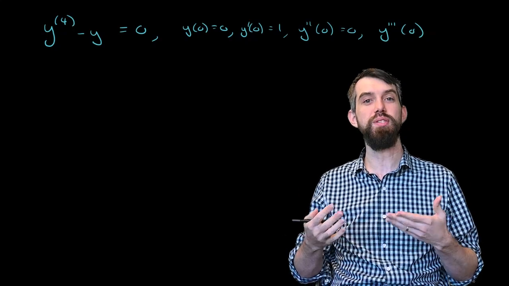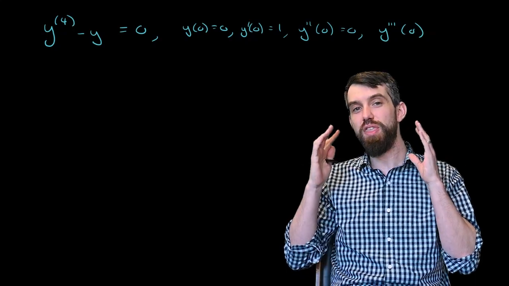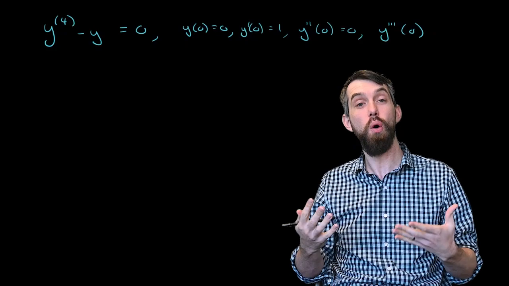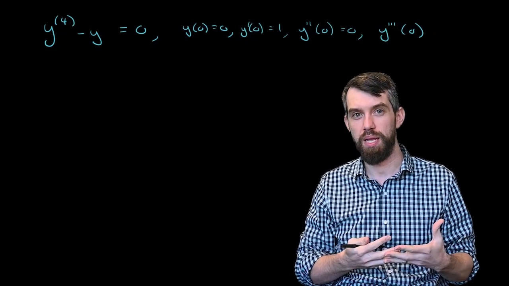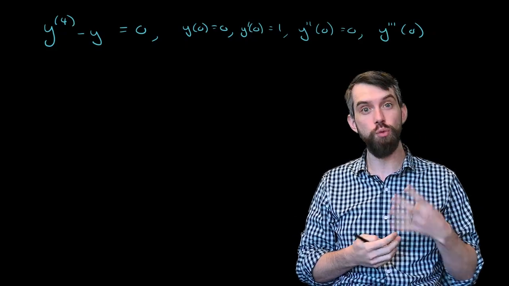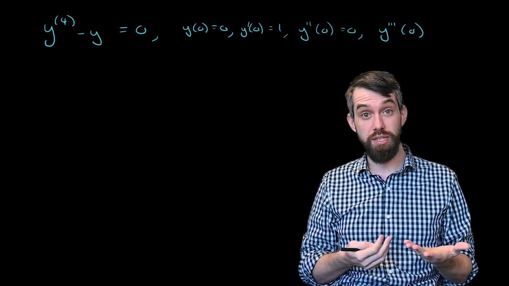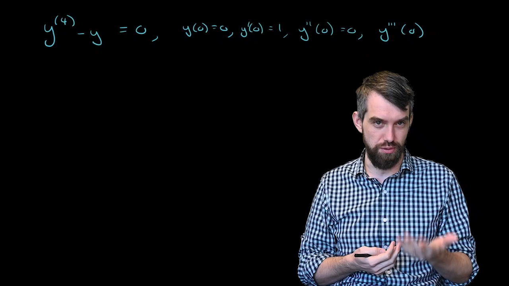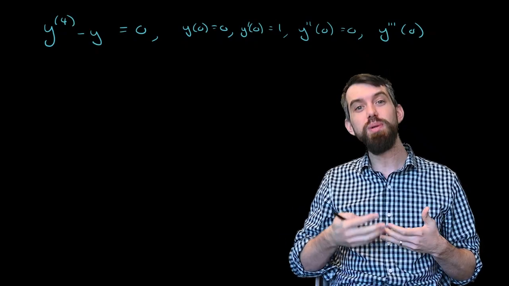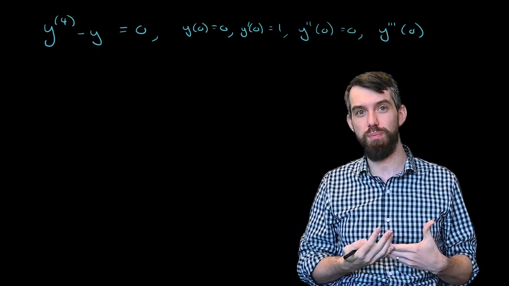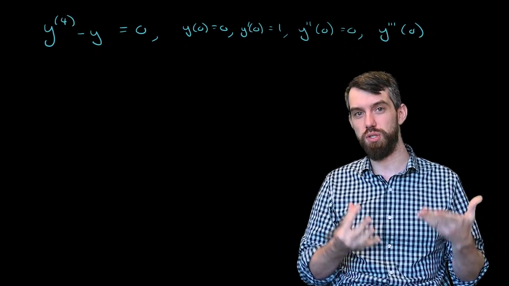In this video, we're going to see an example of how I can use the method of Laplace transform to solve a particular differential equation. This equation is that the fourth derivative of y minus y is equal to 0. And then I have four different initial conditions: y of 0 is 0, y prime of 0 is 1, y double prime of 0 is 0, and y triple prime of 0 is 0. So how can we use Laplace transforms to solve this?